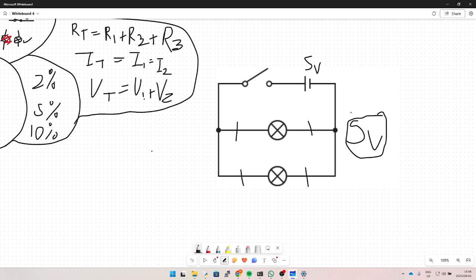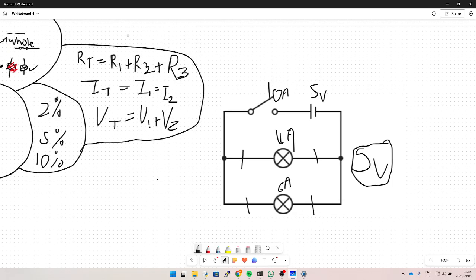Now the total current is 10 amps. If lamp 1 has 4 amps and lamp 2 is unknown, simple. You're just saying 10 minus 4 gives you 6 amps. In a parallel circuit, the current, you have to add them up to get the total. Voltage stays the same, and the resistance formula we will not even touch.